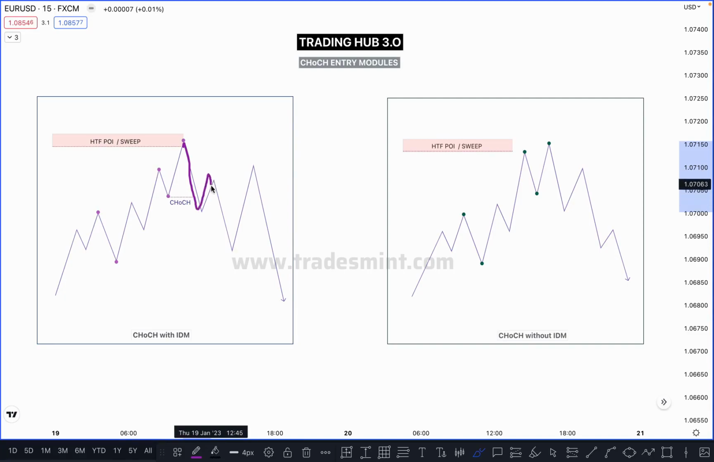Sometimes the market continues higher and breaks this one. Then you have to wait for another change of character. This is not a change of character. This becomes our inducement. Why? Because the market did not create any inducement here. So once the market breaks the previous high which is here, and then breaks this low at this point, this becomes our change of character, and this entry is still valid here.